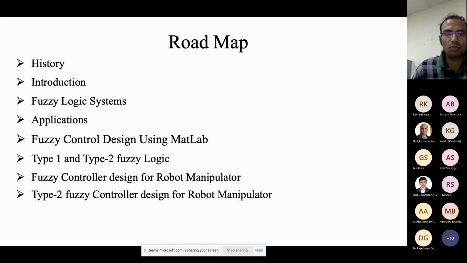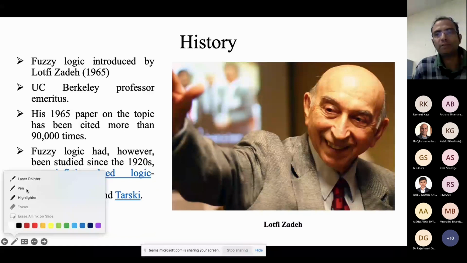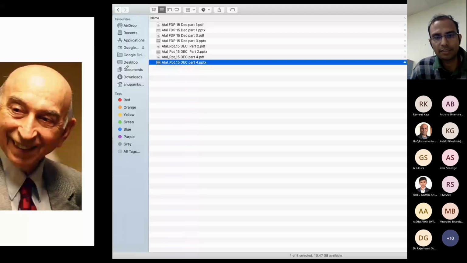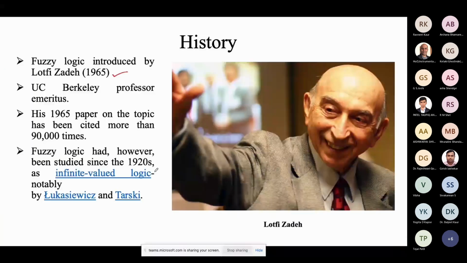Professor Zadeh is a well-known researcher in the field of fuzzy logic, and he was also a pioneer in this field. So around 1965, firstly, I would like to explain the historical things related to fuzzy, so that the audience may understand what it was, and why it came into research. That's why I'm taking the historical background.